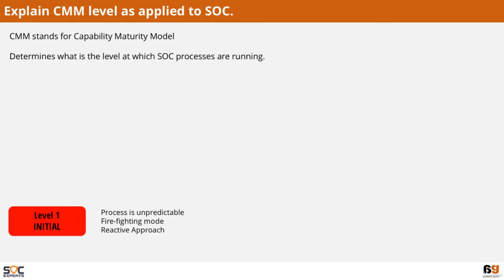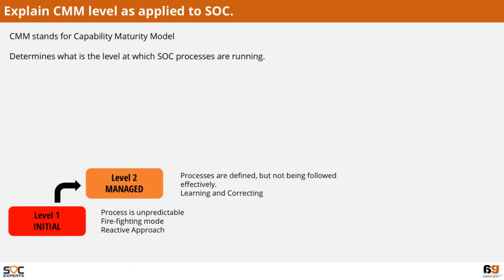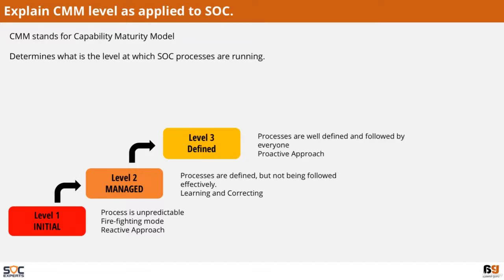Once we implement SIEM, we can take it to a managed state. That means processes are defined but not effectively being followed. A lot of learning and correcting happens at level 2, that is managed state. And then comes level 3, which is defined state. Processes are well defined and followed by everyone. And typically we move from a reactive approach to being proactive here.